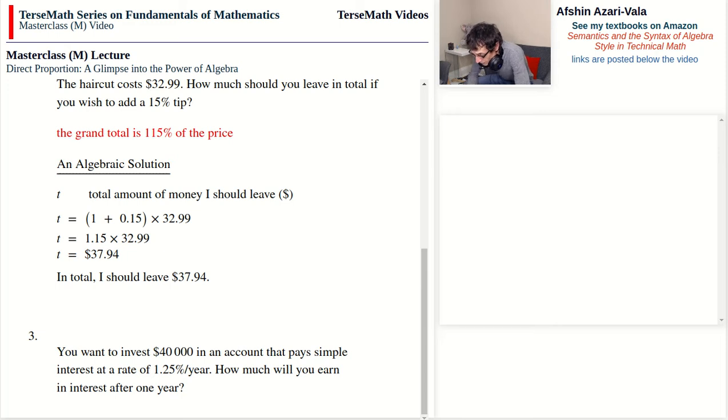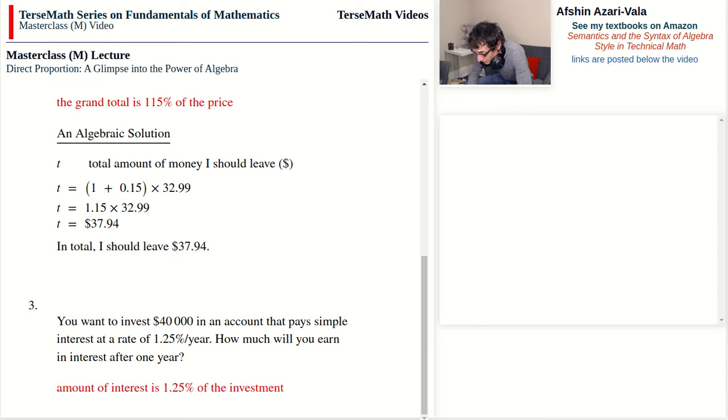Now, I should mention that there are many different kinds of investment schemes, and this is probably one of the simplest ones, amongst the different ones that we have. And for that reason, I suppose that's why they call it the simple interest rate kind of investment. But basically, what this kind of investment says is that the amount of interest that I will get at the end of the year is 1.25% of the amount that I invest.